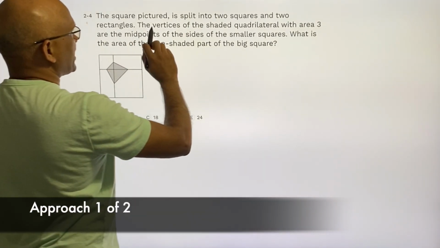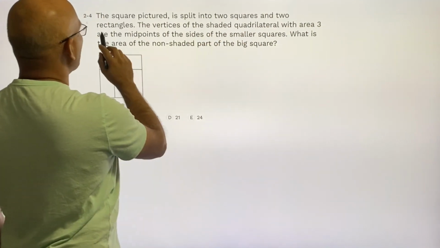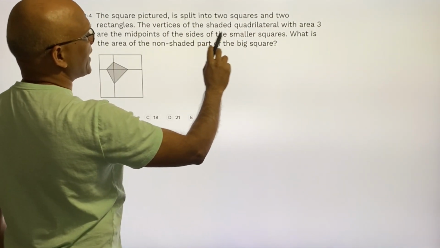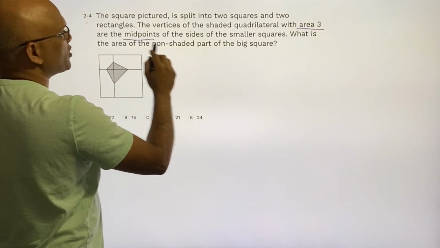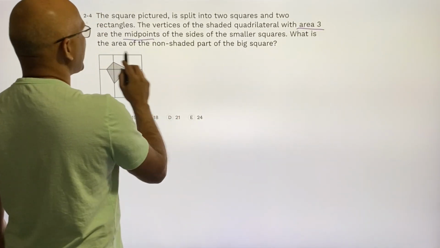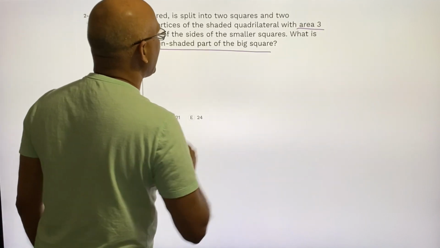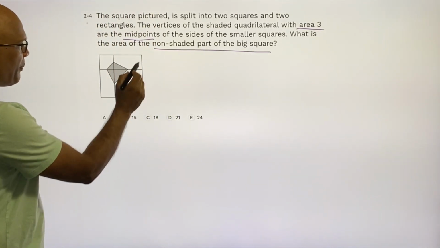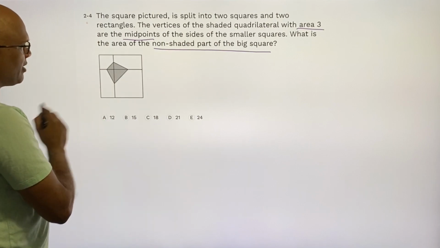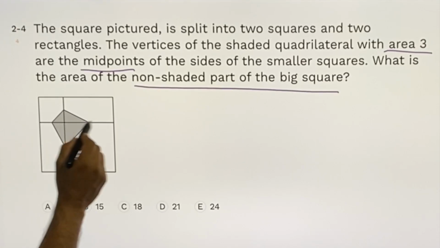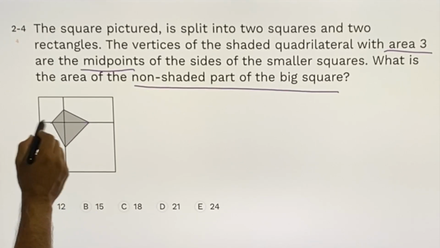The square picture is split into 2 squares and 2 rectangles. The vertices of the shaded quadrilateral with area 3 are the midpoints of the sides of the smaller squares. What is the area of the non-shaded part of the big square? Alright, so this is a big square. This is split into 2 smaller squares and 2 rectangles. So this is the midpoint of this side. This is the midpoint of this side, right?